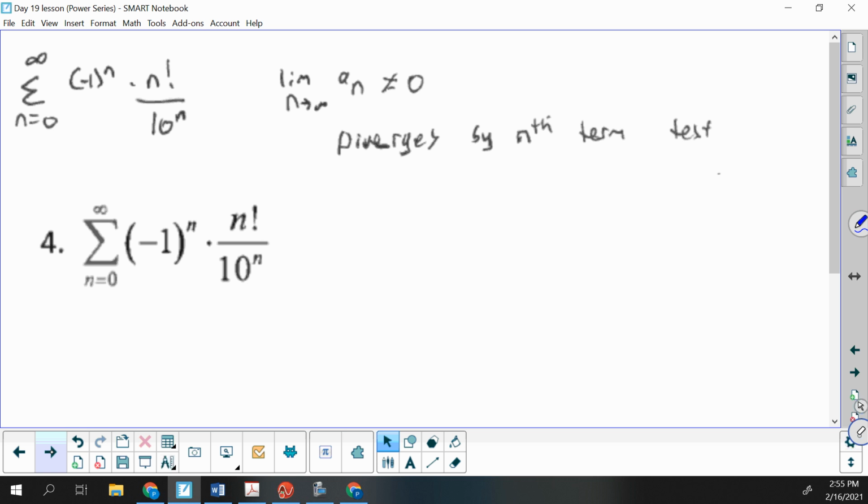In 4, a factorial is going to grow much faster than an exponential. Even though exponentials grow fast, factorials are going to eventually be multiplying by things more than 10. So therefore, that will diverge by the nth term test.